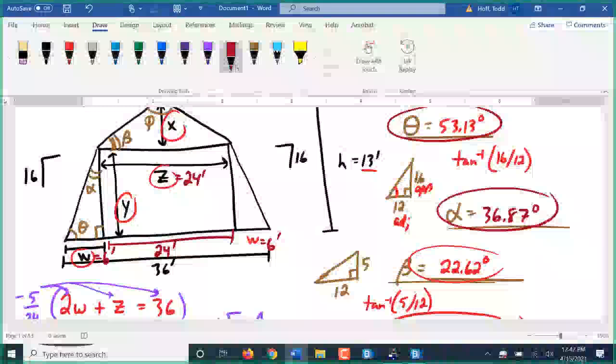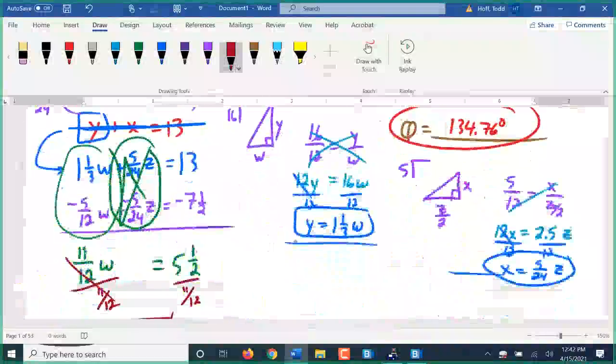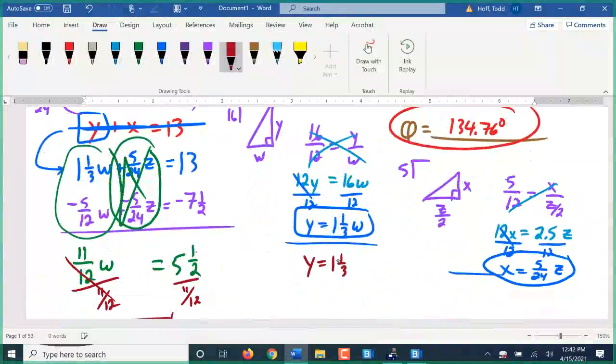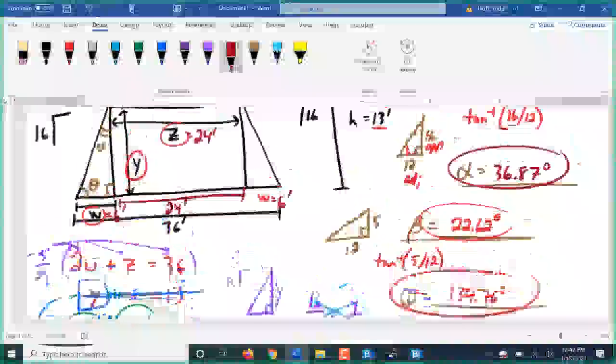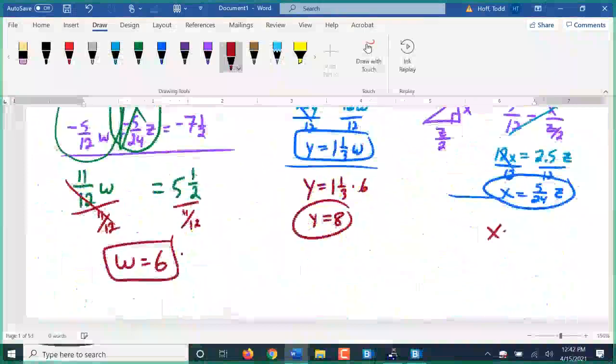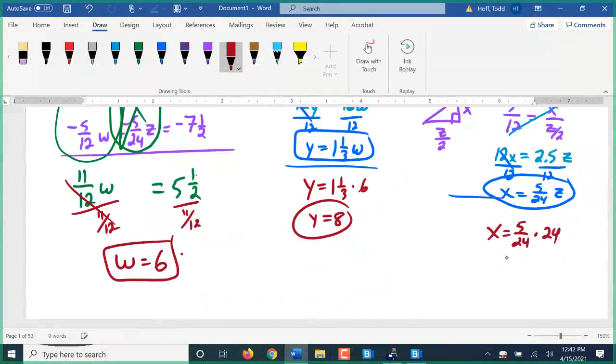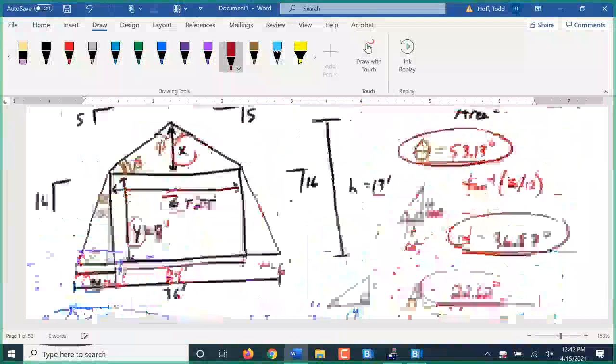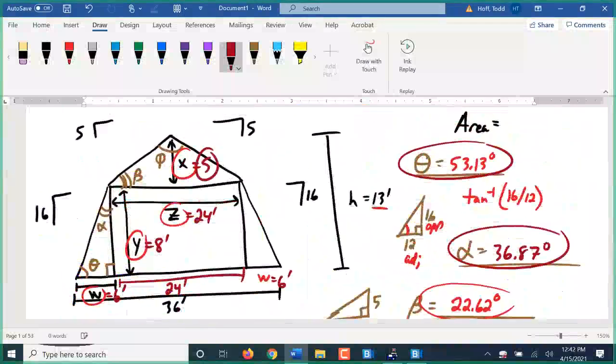With that, I can find these other dimensions. Y equals 1 1/3 times W, so that'll be 1 1/3 times 6. That makes Y 8. Y equals 8 feet. Over here I have X equals 5/24 Z. Well, Z is 24, so it's 5/24 times 24, which is just 5, so X equals 5. So I have that dimension, and now I can simply find my areas.